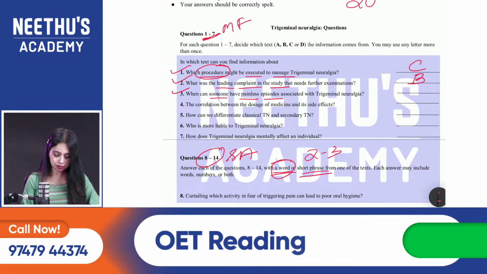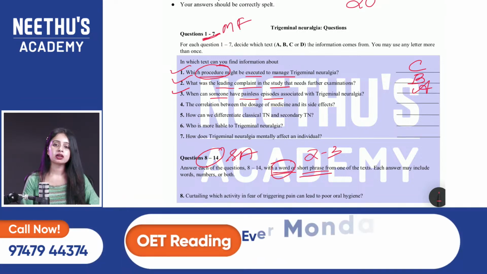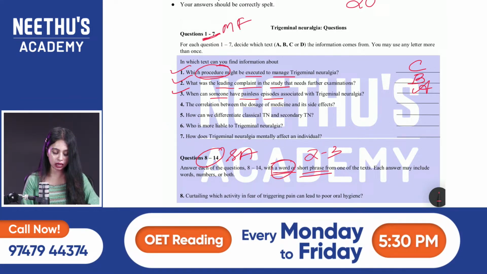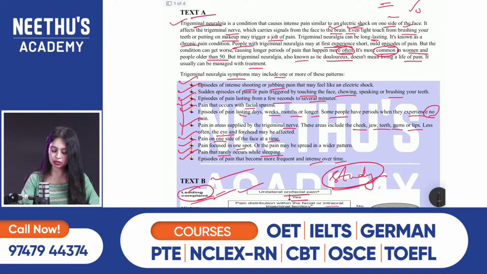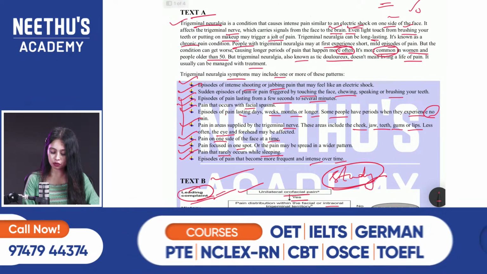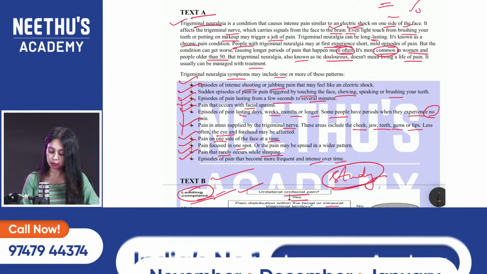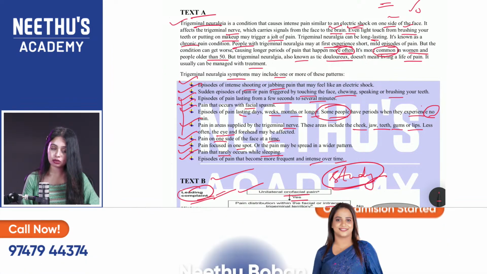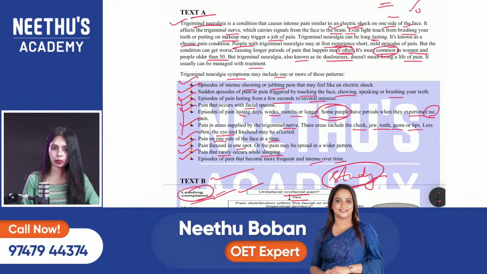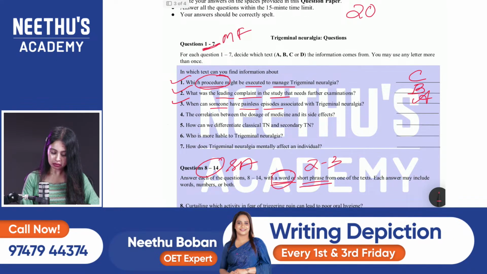What about the third one? Very good. Yes, Dhanalakshmi, your answer is correct. It's from text A. Okay, Alina, Sansi, Dilu, very good. So where is it mentioned? See, episodes of pain lasting days, weeks, months, or longer. Some people have periods when they experience no pain. So the answer is mentioned in text A.